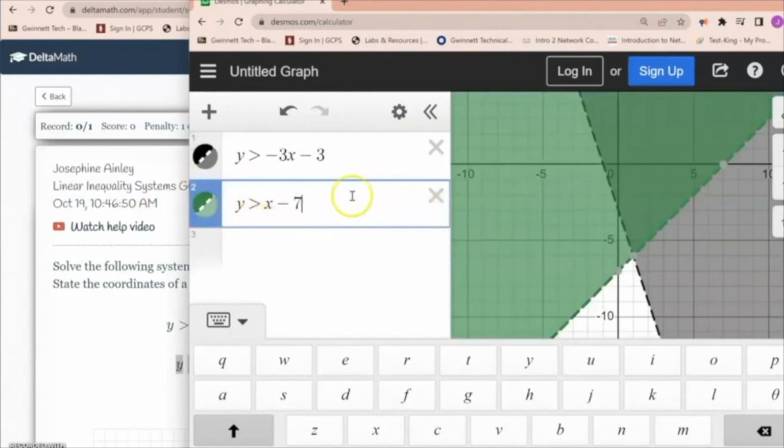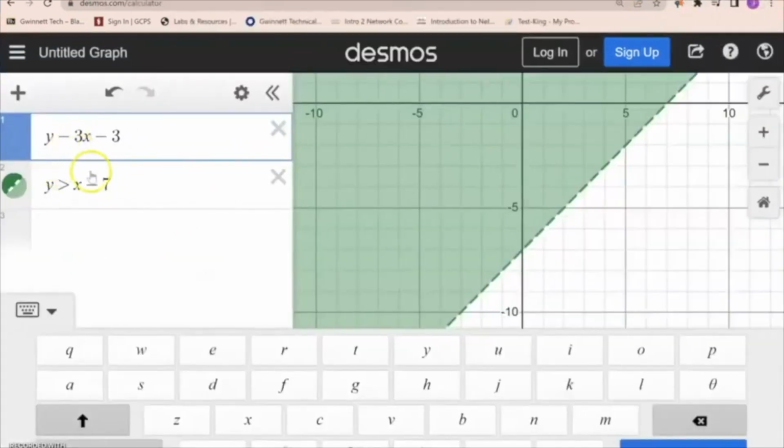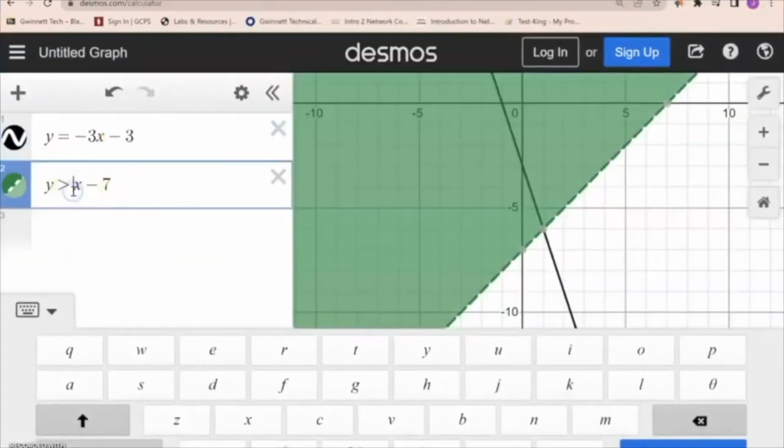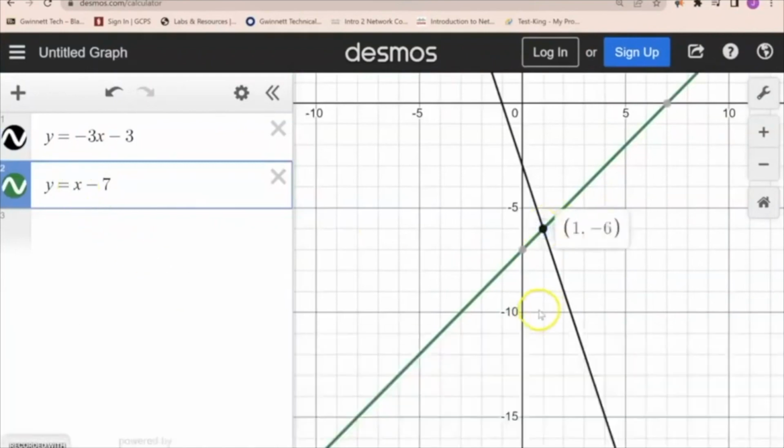All right, so we're going to copy. This is unlike an equal sign. Look, I'm going to show you the difference. In fact, let me make this bigger. If I had an equal sign, notice there's no shade. And the solution is the middle, right? The intersection.